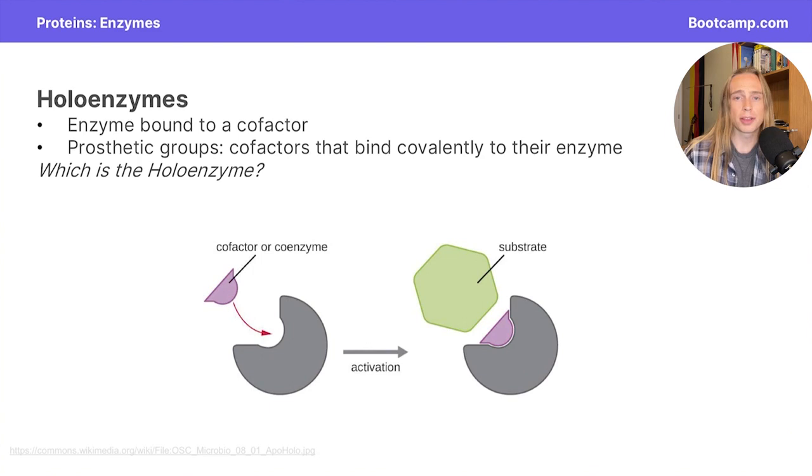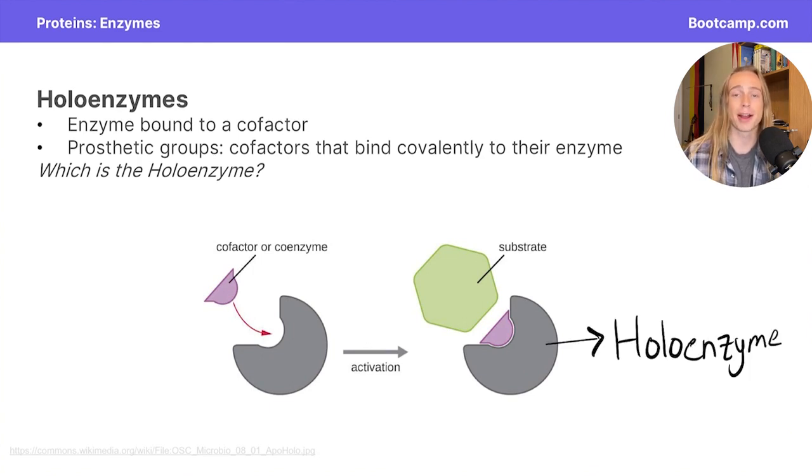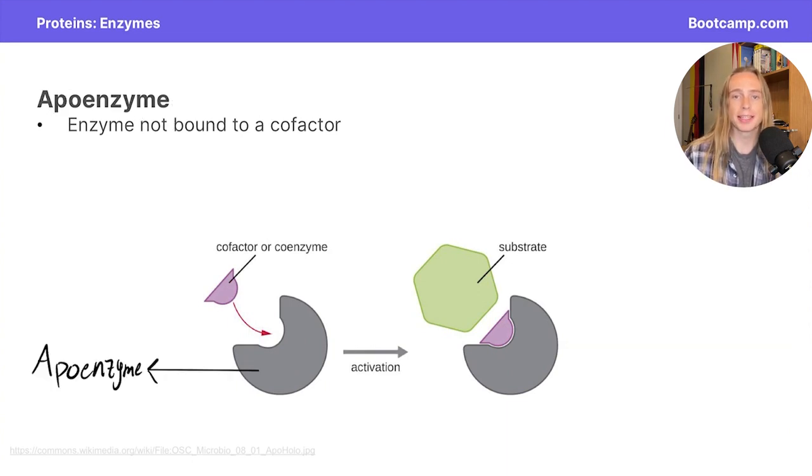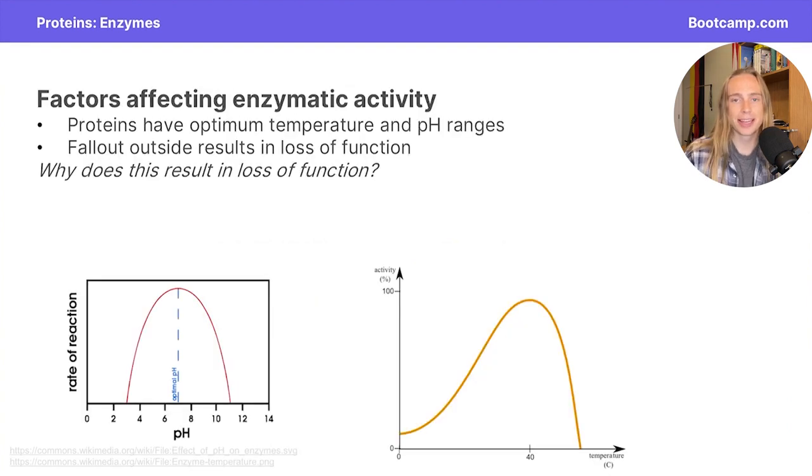In the image below, do you think you could label which one is a holoenzyme? And great, so the one on the right, which is bound to its cofactor, is known as a holoenzyme. An apoenzyme then is an enzyme that is not bound to its cofactor, and we can see this in this image here. Temperature and pH both affect enzymatic activity.